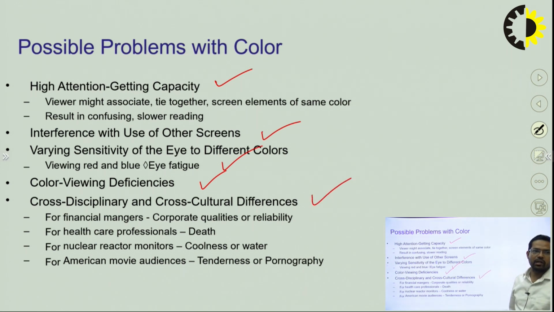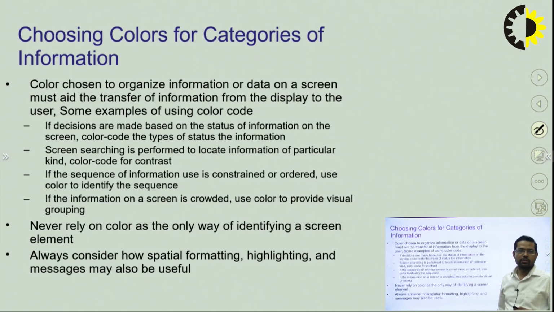For financial managers, red means corporate losses or unreadability. For healthcare professionals, it means death. For nuclear reactor monitors, blue means coolness or water. For American movie audiences, it means tenderness or pornography. These are some of the problems with colors. Now, choosing colors for categories of information.